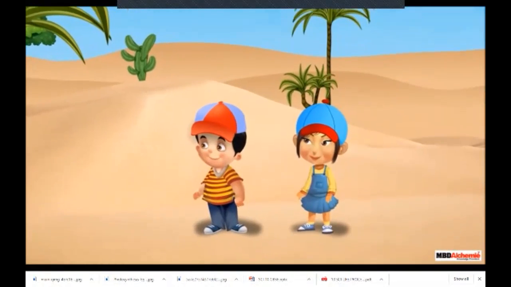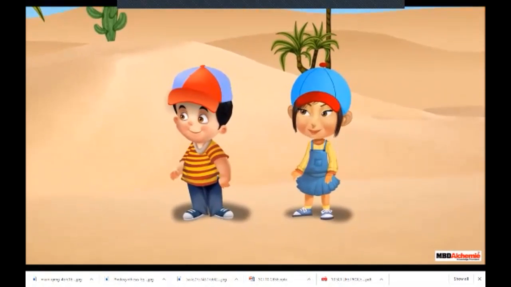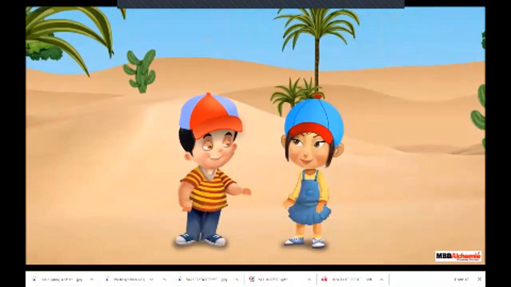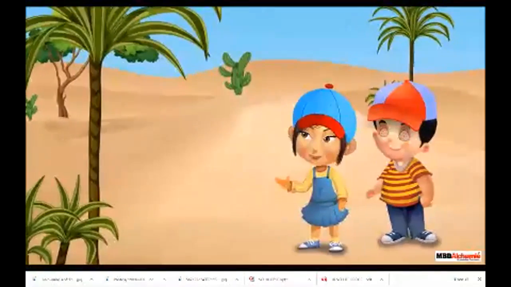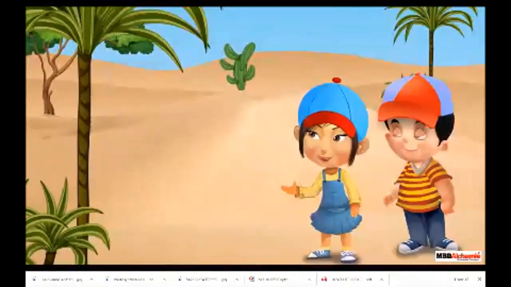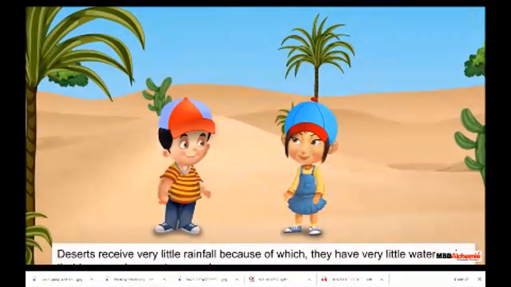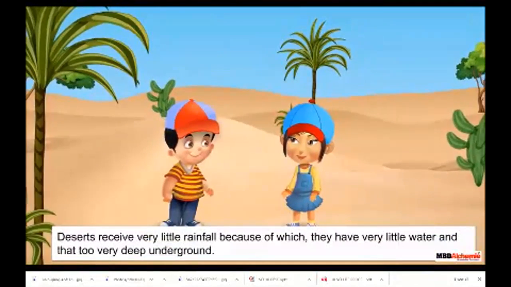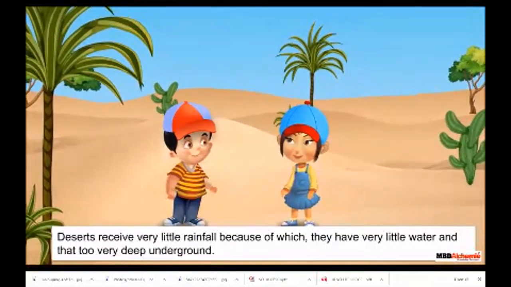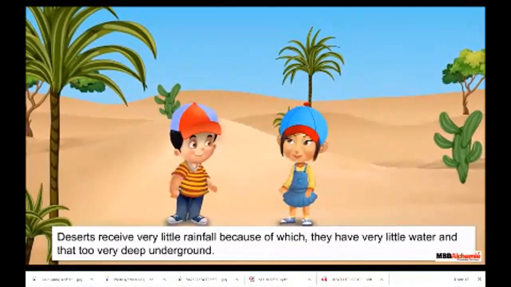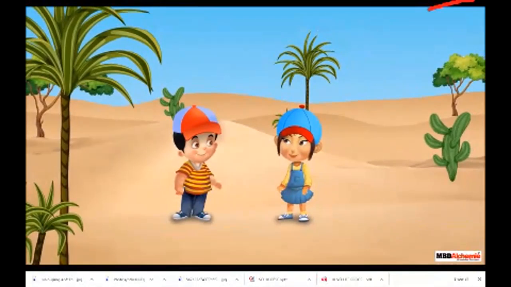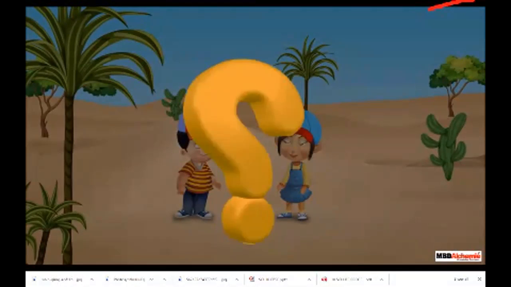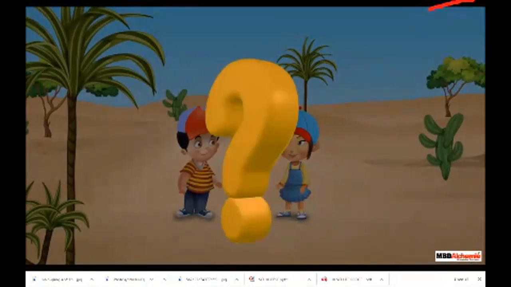This vacation, Sid and Alicia have come to visit a desert with their parents. The desert is such a hot and dry place. It seems there is no water here. Yes, but see, there still are plants around here. Kids, the deserts receive very little rainfall, because of which they have very little water and that too very deep underground. In spite of such scarcity of water, deserts do have plants. Are you wondering how these plants survive in deserts?